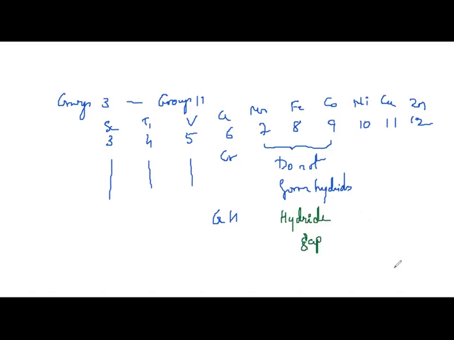Examples of these interstitial or non-stoichiometric hydrides are scandium hydride, ScH2. Then you have yttrium hydride, YH2, and YH3 also, wherein the oxidation state changes from +2 to +3. Then lanthanum hydride; lanthanides also form hydrides. Then we have titanium hydride, TiH2, zirconium hydride, ZrH2, then hafnium hydride, HfH2. All these are transition elements.